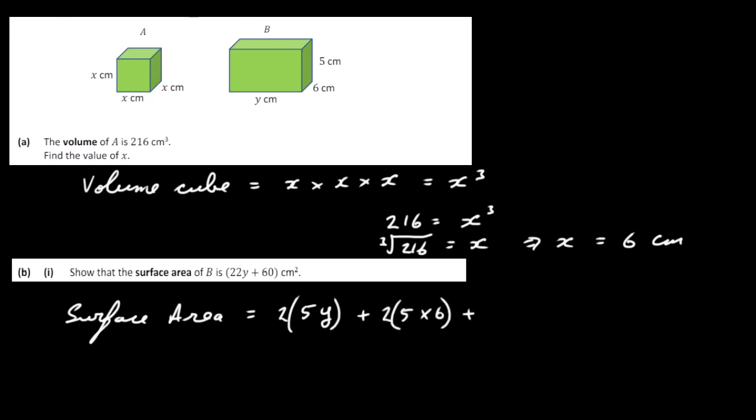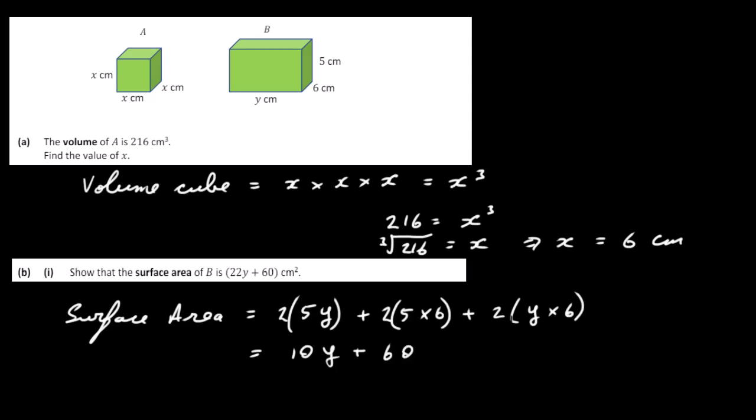And then finally we have the one on the top here and there's one on the bottom, so it's going to be y times 6. This is 6 along here, this is y along here. So y times 6, and we've got to double that. y times 6. So when you do all of that, you get 2 5s 10y plus 5 6s 30, 2 30s 60.